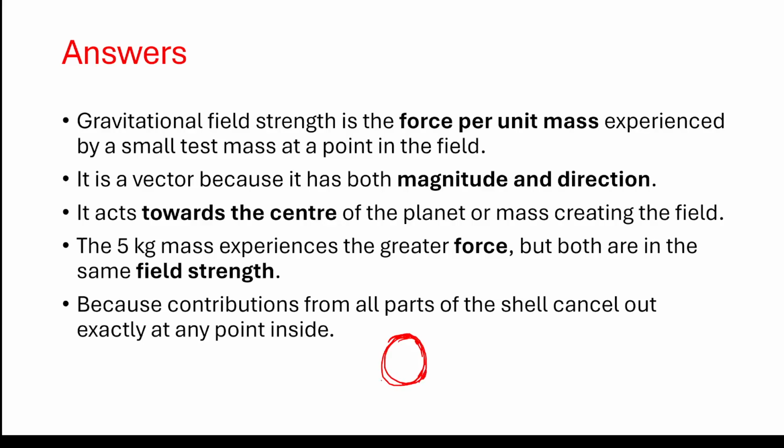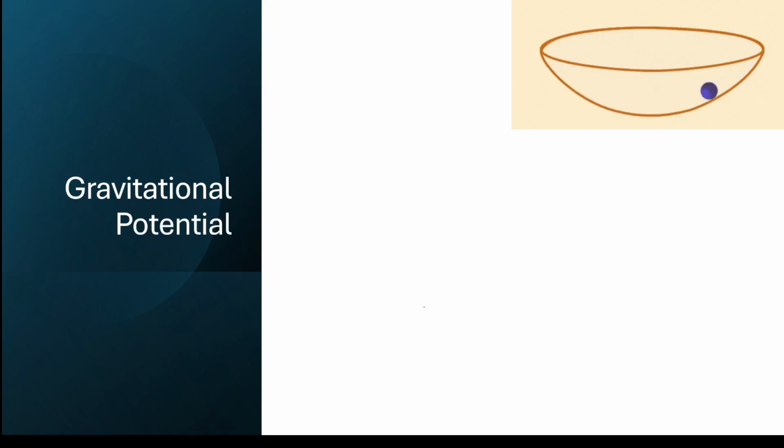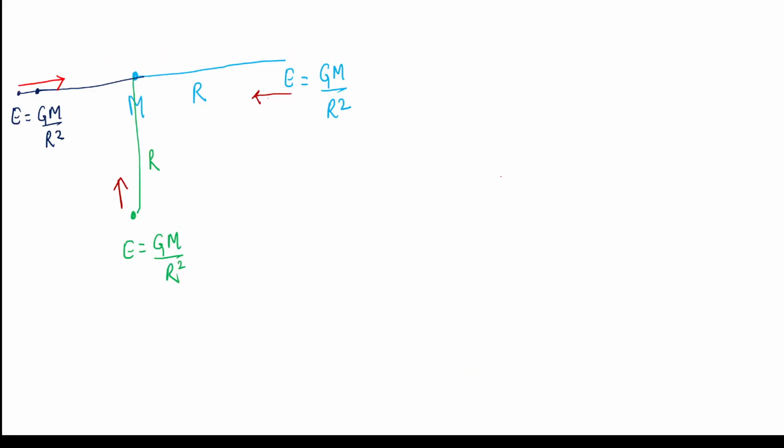So everywhere inside it, the field would cancel out because of all the other mass, and the resultant field would be 0. The contribution from all parts of the shell cancels out exactly at any point inside. Let's try it somewhere here. This is my shell. If I want to calculate the gravitational field strength at this point, it's fine.